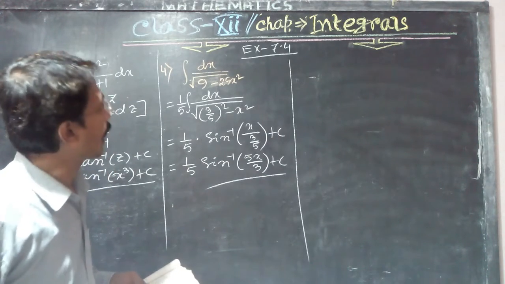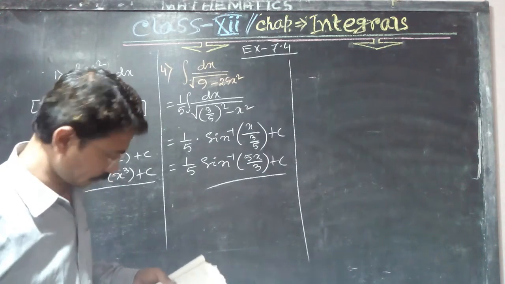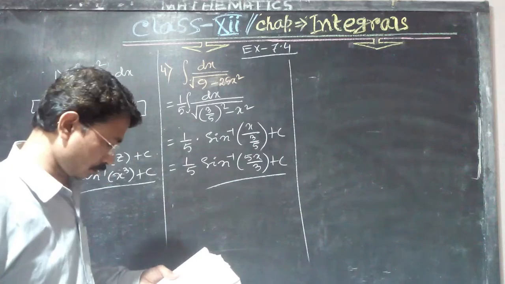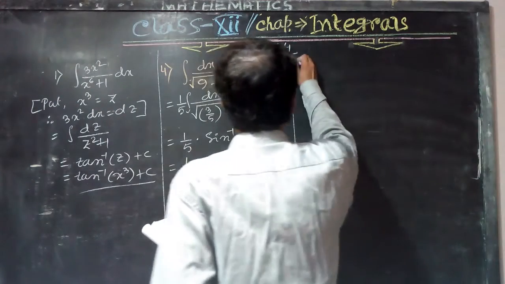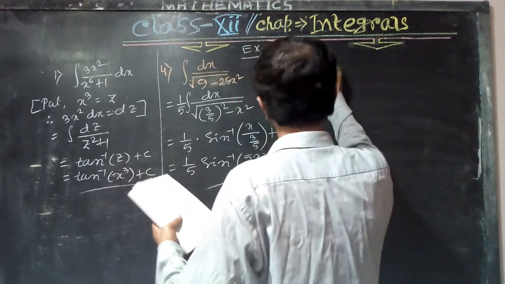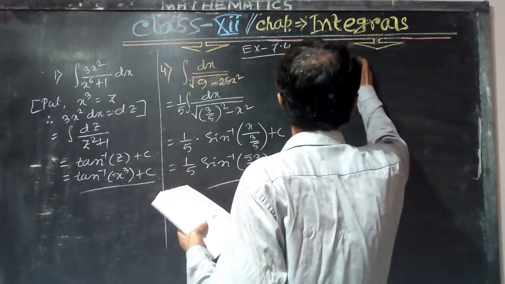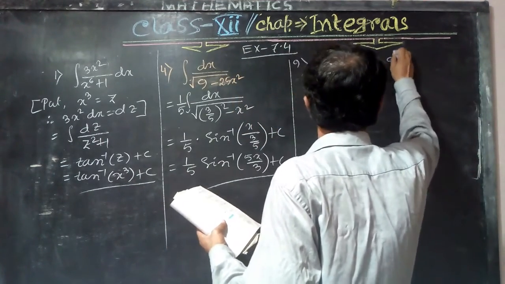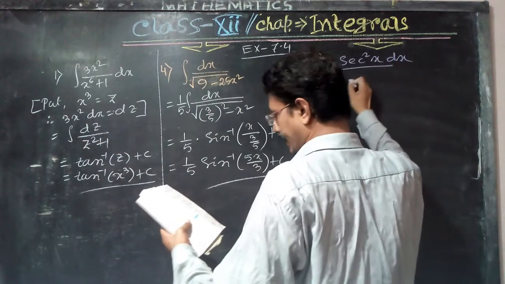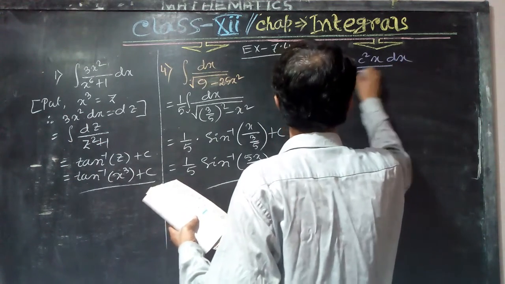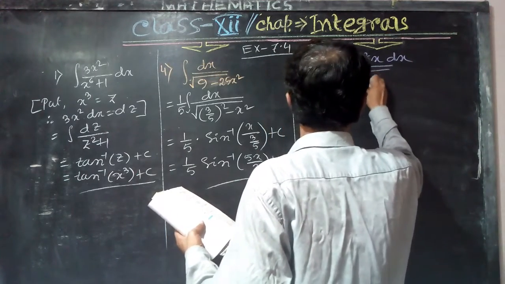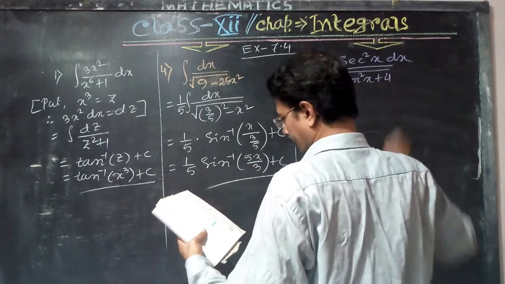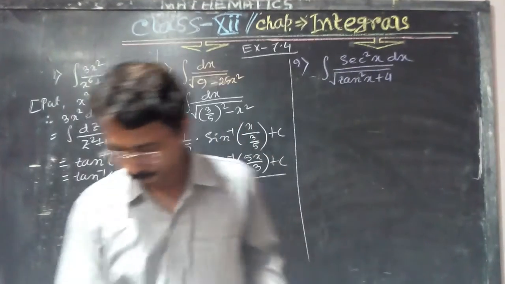Now on another math we do here. Question number 9, integration sec square x dx by root over tan square x plus 4.